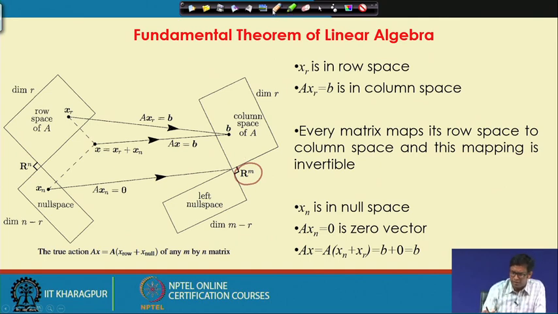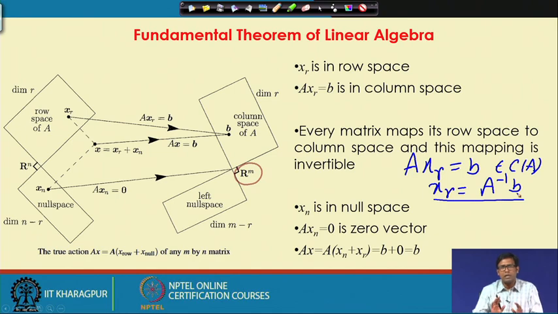In a sense, if I have A x r is equal to b, where b belongs to the column space of A, it is always invertible, and I can write x r is equal to A inverse b. And we have seen that if A is a rectangular matrix, we will think of a left inverse. The row space and column space are one-to-one mapped, and this mapping is invertible if b lies in the column space. Similarly, x n is in the null space.